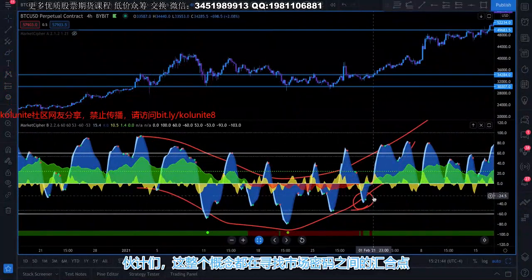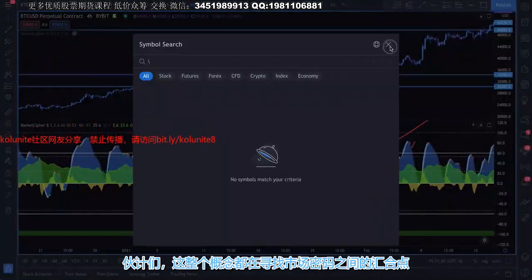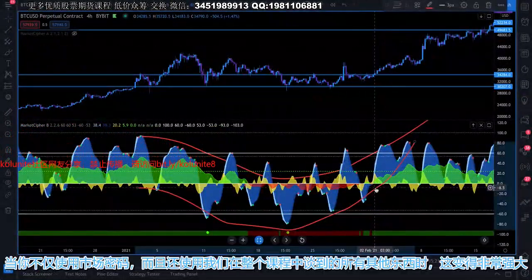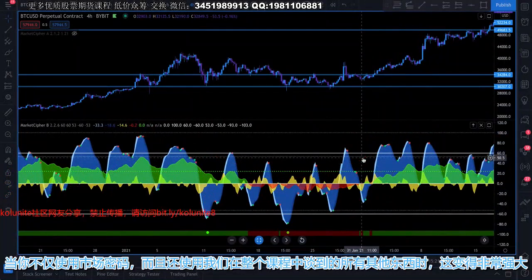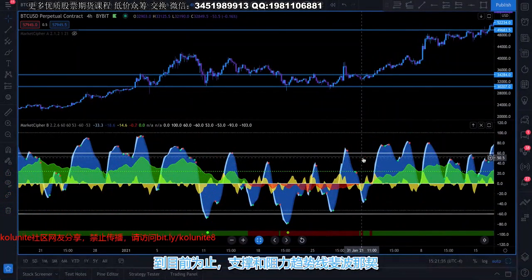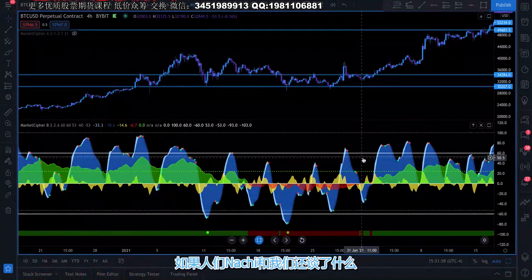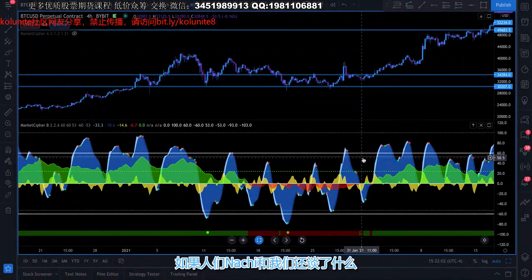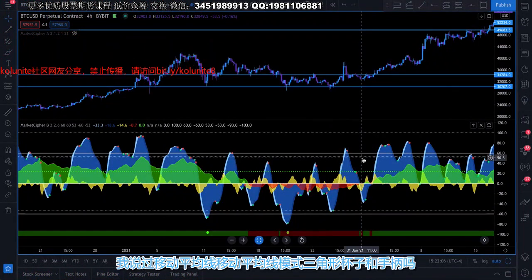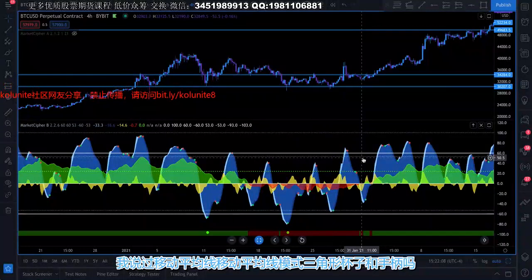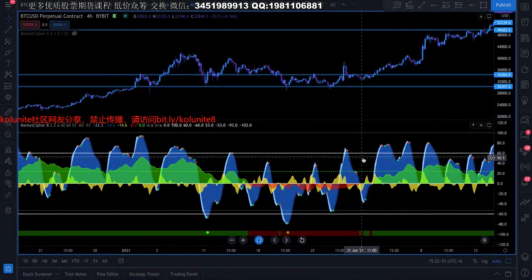And guys, this whole concept of finding confluence becomes very powerful when you're not only using Market Cipher, but you're also using everything else that we talked about during the whole course so far. Support and resistance, trend lines, Fibonacci, and what else did we talk about? Did I say moving averages? Moving averages, patterns, triangles, cup and handles, pennants, bull flags.